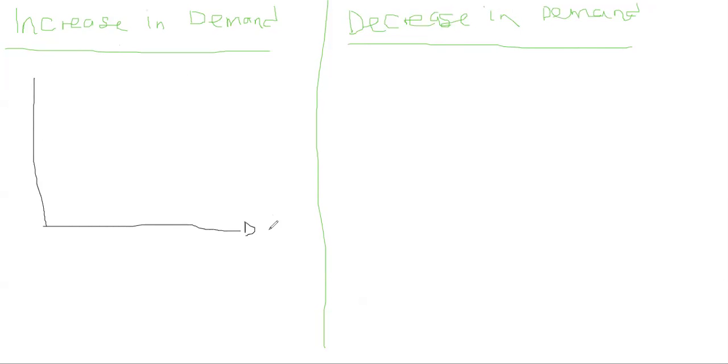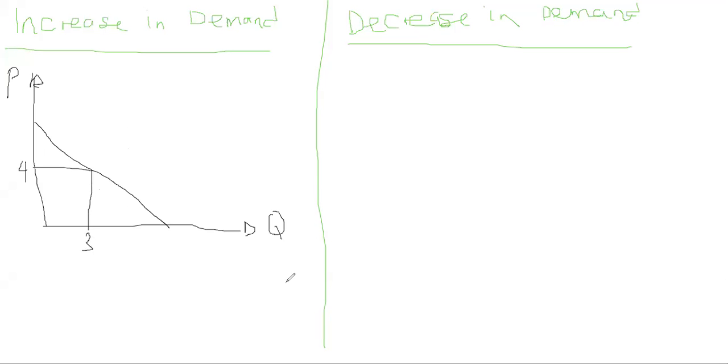So here you have the quantity of the good demanded. Then here we have the price on the vertical. Let's assume that this is the demand. Let's say that the price here is 4, and the quantity demanded was what? Let's say 3.